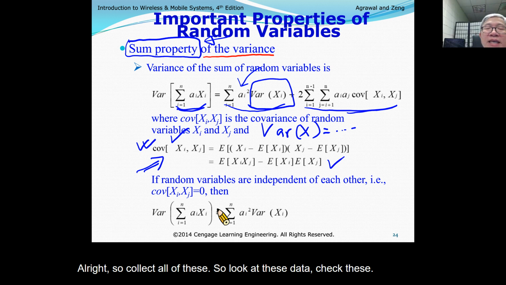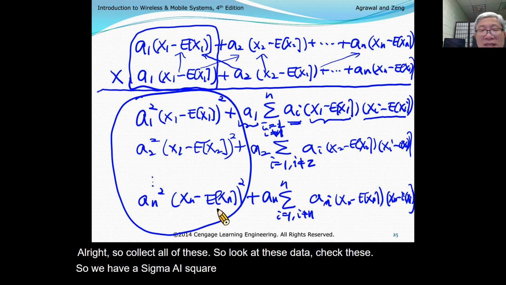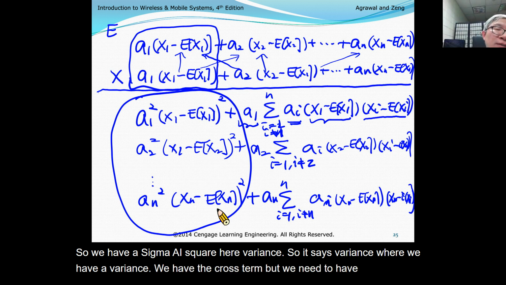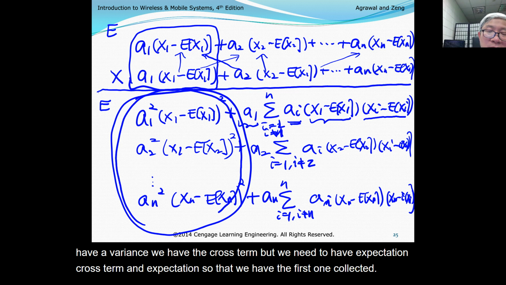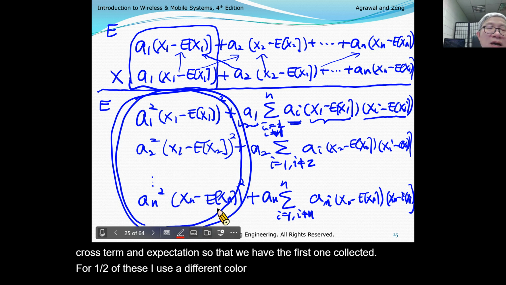So we have a sigma ai squared here, variance. Where we have a variance, we have the cross term, but we need to have expectation. Cross term and expectation, so that we have the first one collected. We will have these. I use a different color to write all this. Okay, and finally we have these.